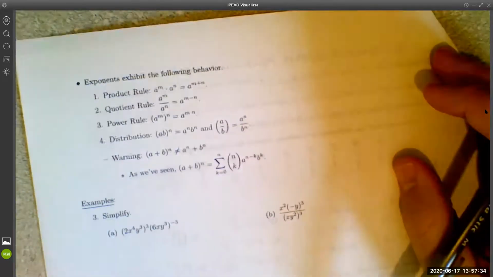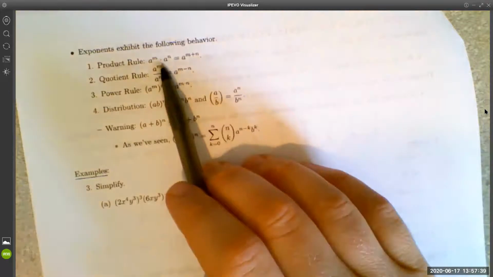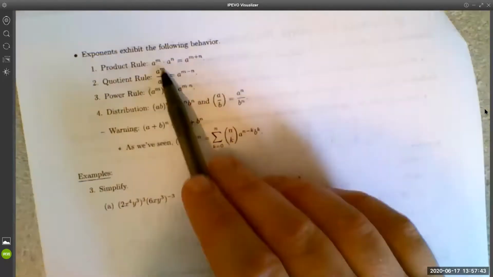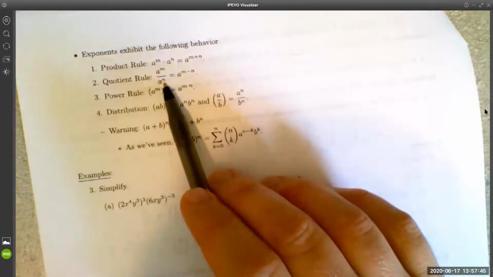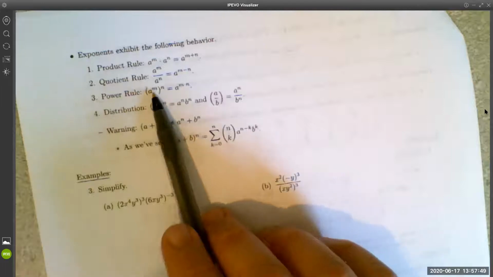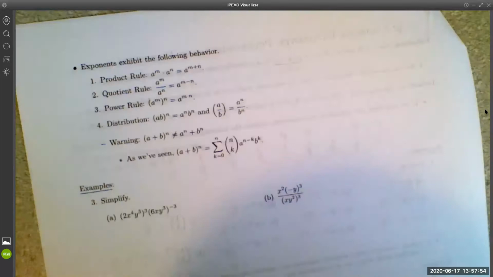So this is how exponents behave with each other. If you're multiplying two exponential expressions and they have the same base, then you can just add the exponents, right? If you're dividing two exponential expressions with the same base, then you can just subtract the exponents. If you're raising an exponential expression to a power, then you multiply the exponents, right?